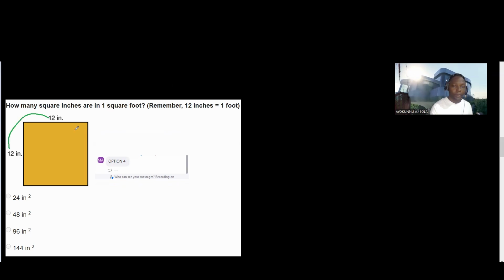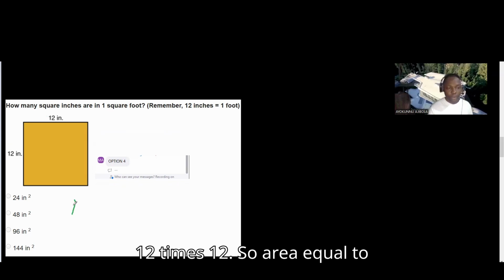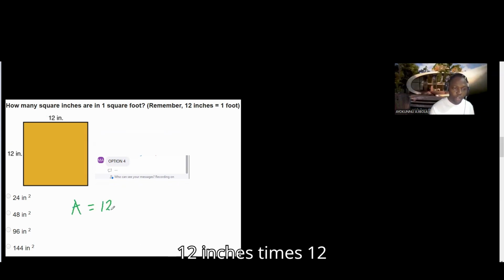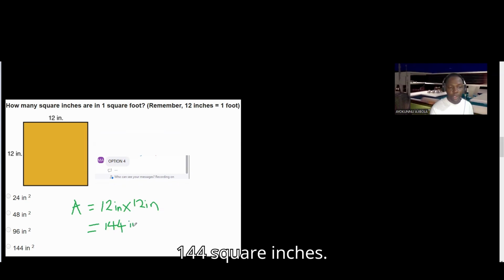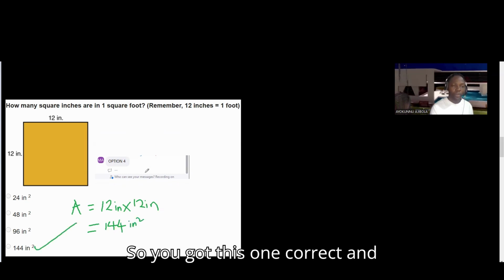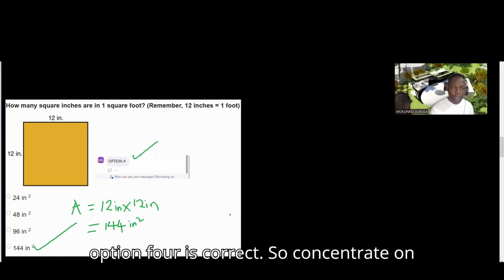So let's check it out. We'll multiply 12 times 12. So area equals 12 inches times 12 inches, and that's going to be 144 square inches. So you got this one correct. Option 4 is correct.